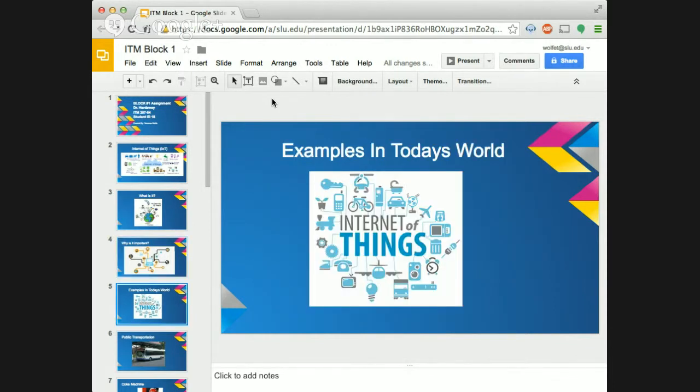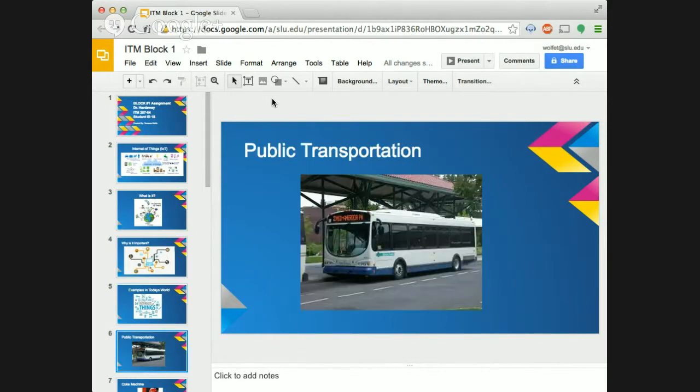Some examples of the Internet of Things that we use in today's world are the public transportation system and soda machines. With public transportation, the Internet of Things can be applied, such as through public buses. At bus stops, there could be devices that connect with smartphones to give an estimated time of arrival to the stop.